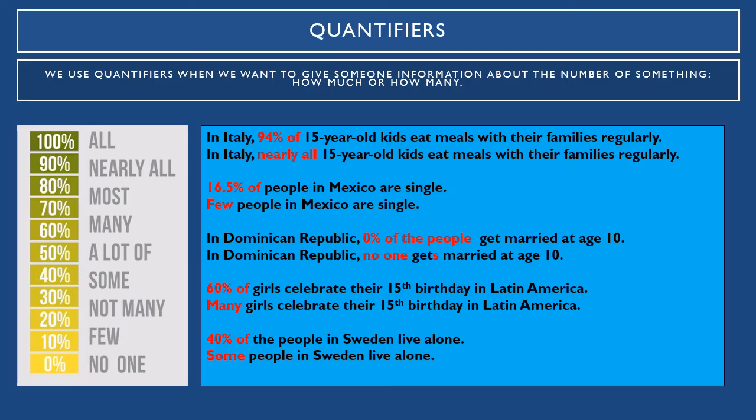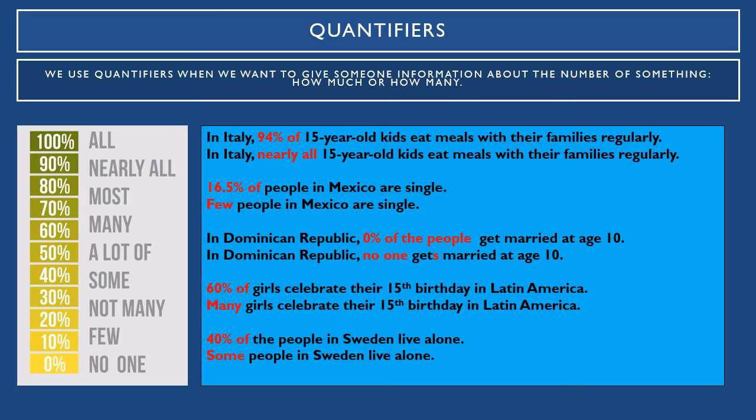Well guys, this is the second grammar for Interchange 1, Unit 5, Quantifiers. We use quantifiers when we want to give someone information about the number of something, when we want to tell people how much or how many things are. We are using quantifiers in this moment to talk about families around the world, to give statistics. So we have, for the quantifiers, no one, few, not many, some, a lot of, many, most, nearly all, and all.